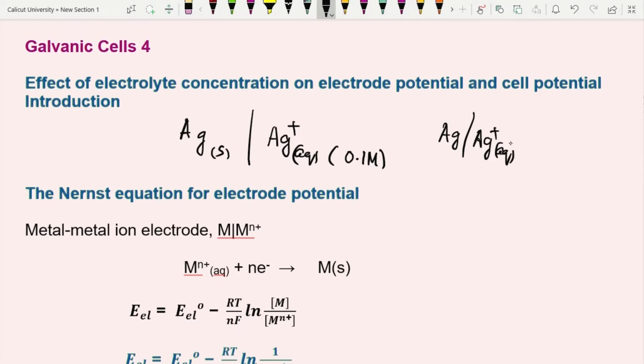Here the concentration is not 0.1, but I am going to take it as 0.01 molar. Here we have two electrolyte concentrations, 0.1 and 0.01 molar. Now, see the potential of this electrode. Both are silver and silver ions, but the potential differs. You can see why it happens: in the first case we have a strength of 0.1 molar, in the other case it is 0.01 molar.